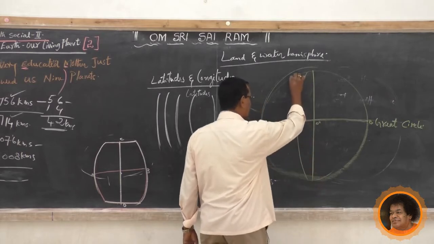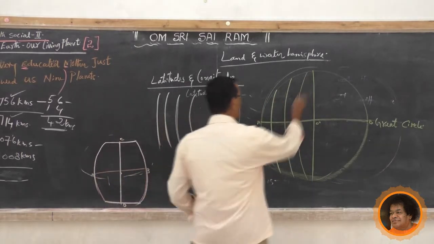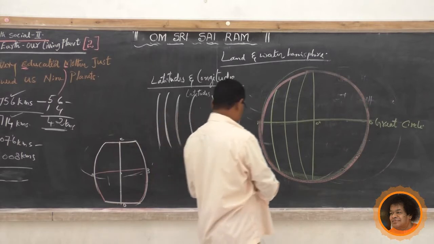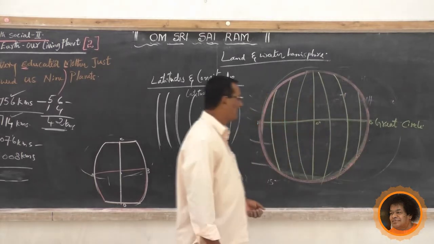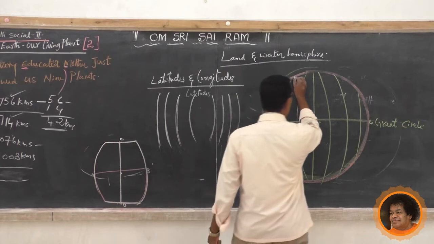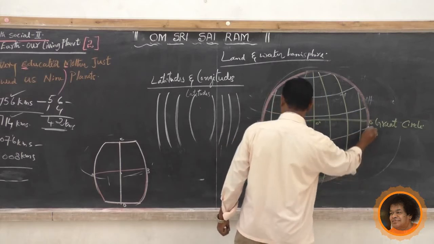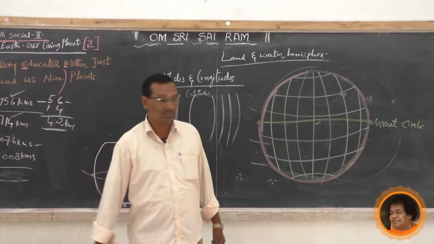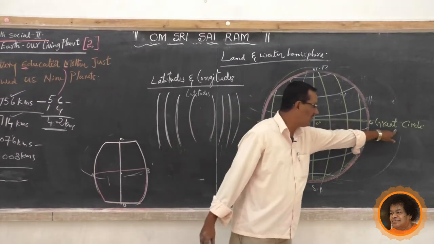See, these are latitudes. Then the longitudes. This is the North Pole and this is the South Pole, NP and SP. The equator is also called a great circle.